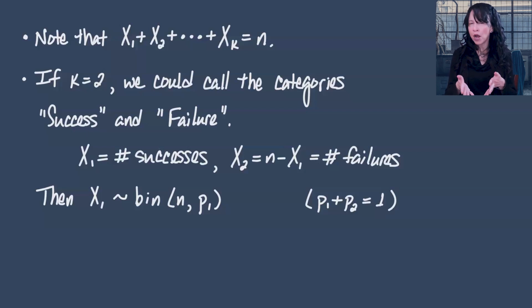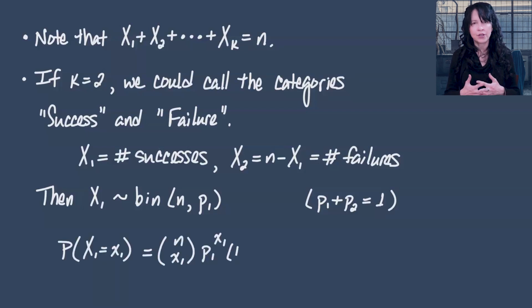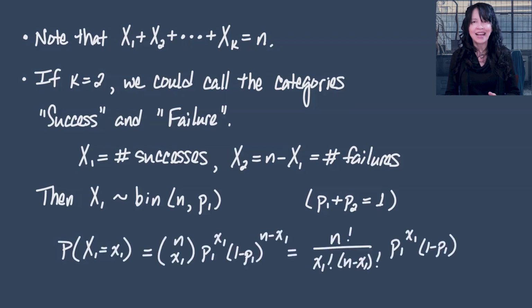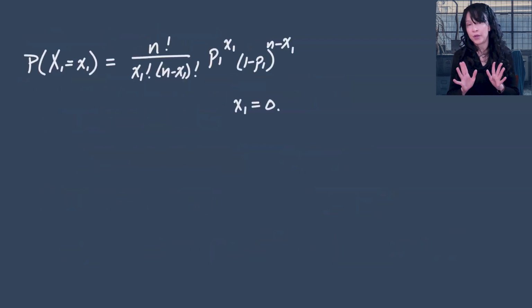But as you probably know, if you're here, the probability that my X1 equals some little x1 is going to be n choose little x1, p1 to the little x1, 1 minus p1 to the n minus x1. And if I write out this n choose x1 in factorials, I get this. And by the way, little x1 can take on values 0, 1, 2, up through n. The total number of successes in n trials can be 0 successes up through n successes.